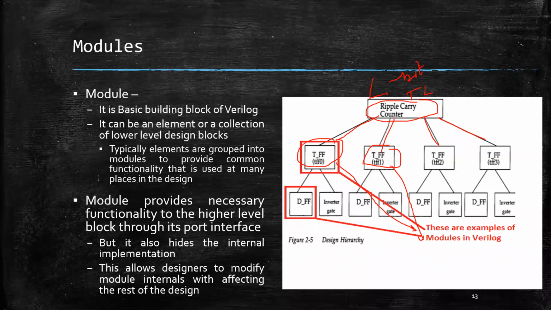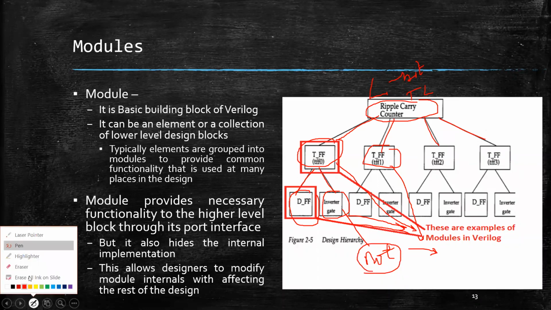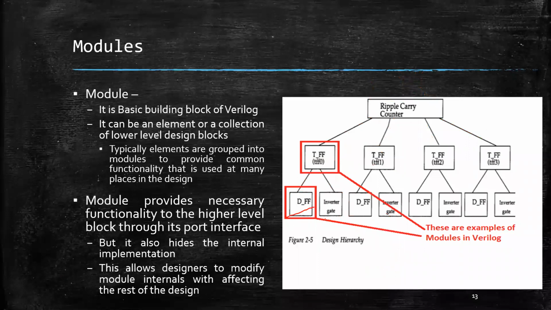Now in turn, a T flip-flop can be built using a D flip-flop and an inverter. So here the D flip-flop also will be a module, and the inverter will also be a module. Sometimes I can use the expression directly as not, or else I go for gate level or switch level implementation and obtain it. Since the keyword not is present, I can make use of it directly. That is gate level implementation. So this is also a module that I can utilize.